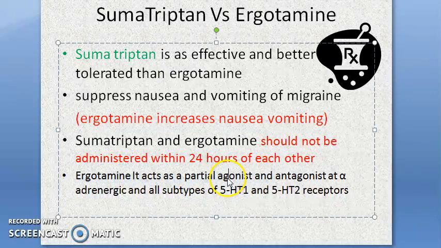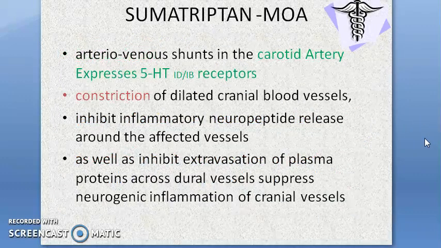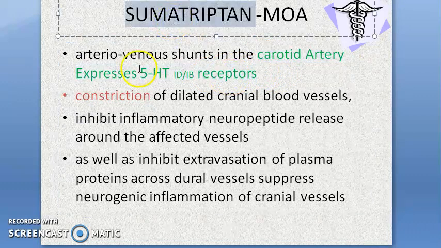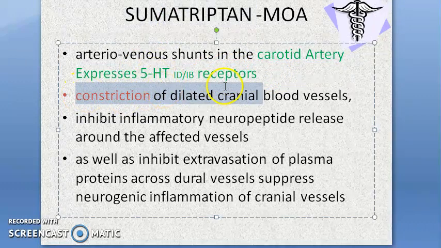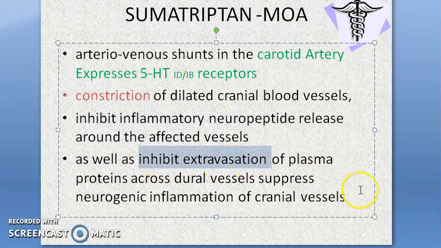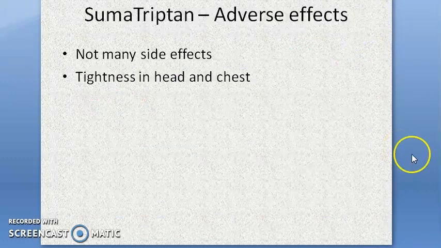Ergotamine is actually a partial agonist and antagonist. However, Sumatriptan is an agonist of 5-HT receptors. Mechanism of action, same thing. The carotid artery expresses these receptors on which Sumatriptan works as an agonist. It is going to constrict the dilated blood vessels. It is going to inhibit the release of inflammatory substances. It is also going to inhibit the extravasation of plasma proteins.